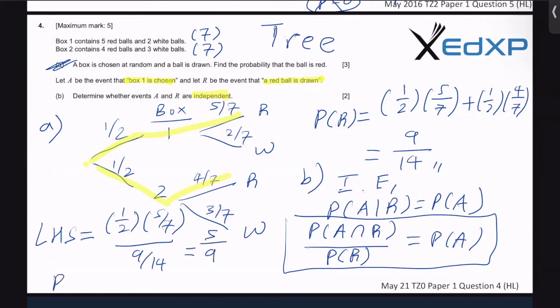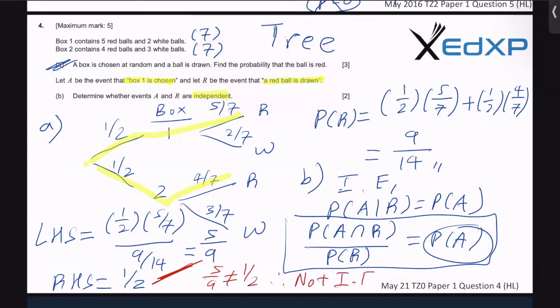And the right-hand side over here, the probability of A, the probability of box 1 being chosen, is half. So this is important: since they are not equal, 5/9 is not equal to half, therefore they are not independent events.